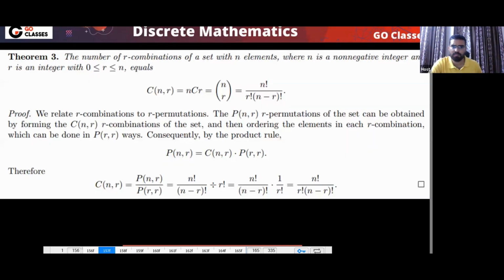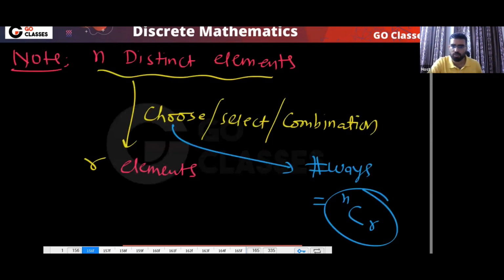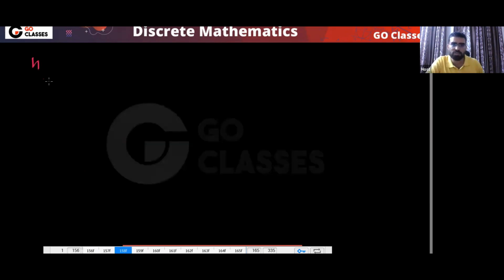So this is quite simple. Remember, you have NCR, and how do we read it? We read it as N choose R. This is how we read it.